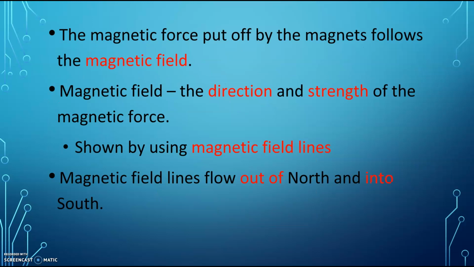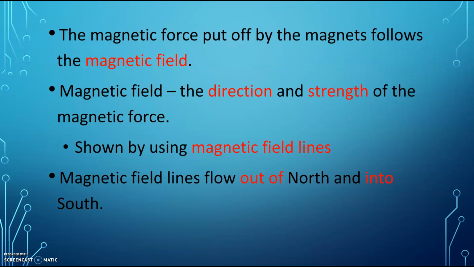Now, the magnetic force put off by the magnet follows the magnetic field. So the magnetic field, that's why when you put two magnets, like two south ends together, you can feel them pushing away from each other. It's because they have this, to our eyes, invisible magnetic field around them. So the magnetic field shows the force and the strength of the magnetic force. So we're going to draw these using magnetic field lines. We're going to draw several examples of these in just a moment.